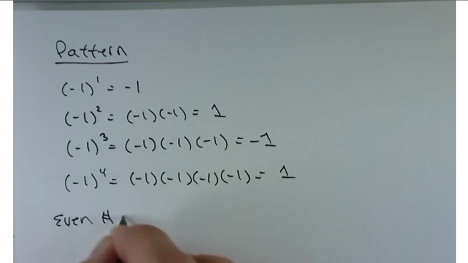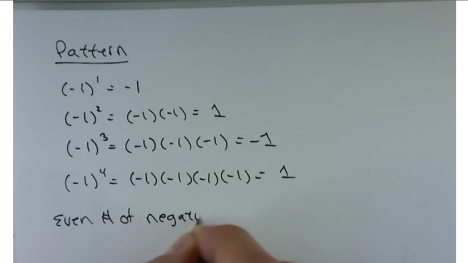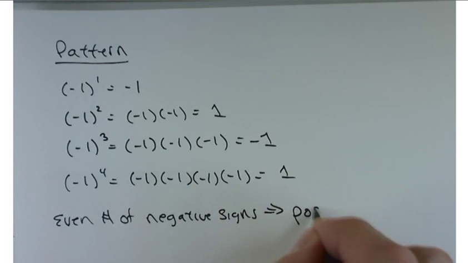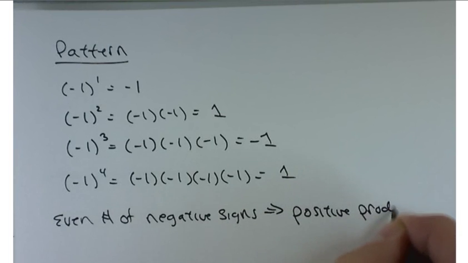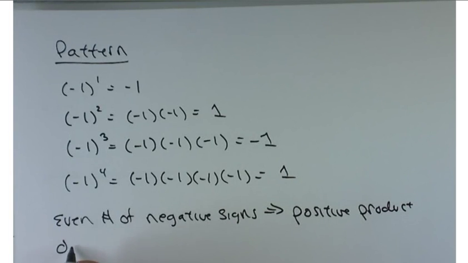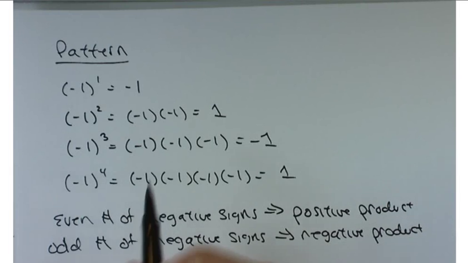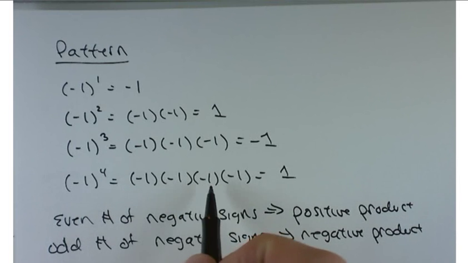Even number of negative signs gives you a positive product. Odd number of negative signs gives you a negative product. And it's a nice little shortcut for you. You don't have to sit there and go, all right, that's positive. No, now it's negative. Now it's positive. Just count up the number of signs involved.